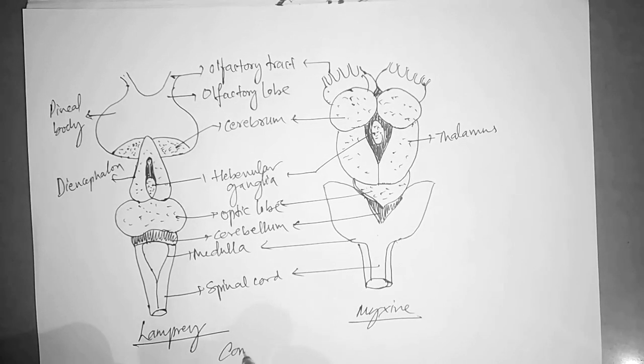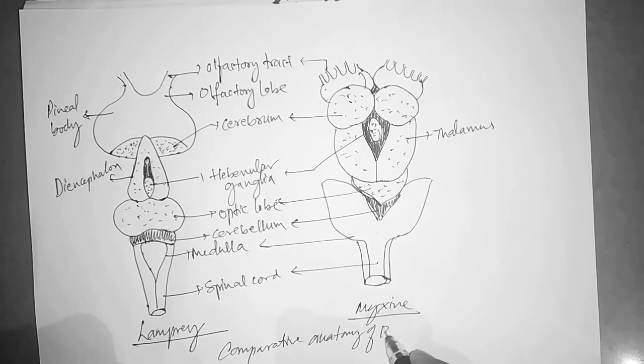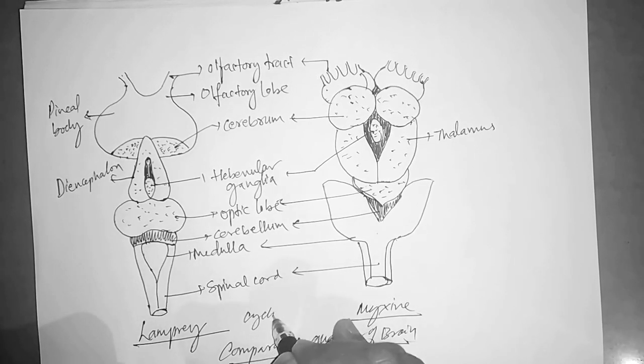So this topic is comparative anatomy of brain. Both of them are cyclostomes.